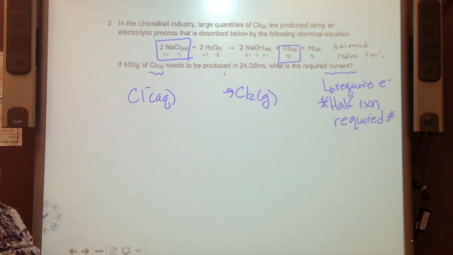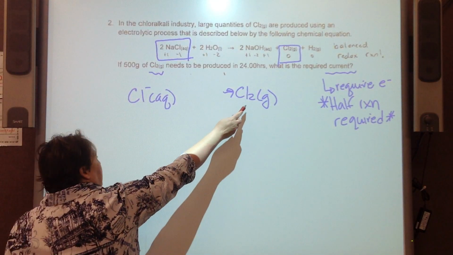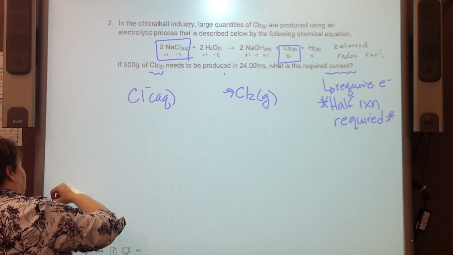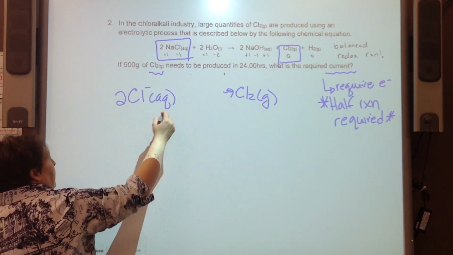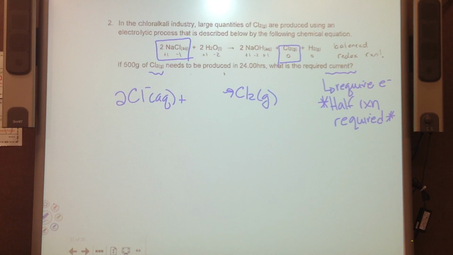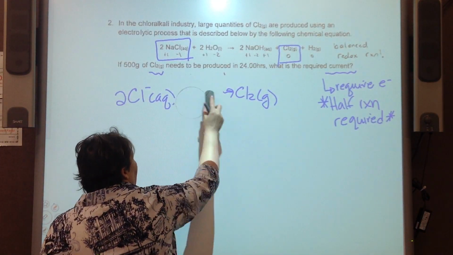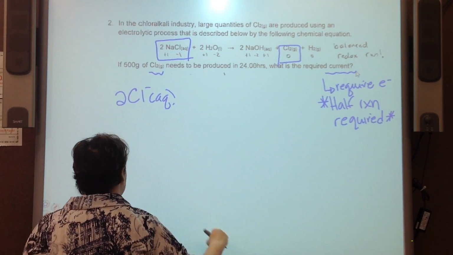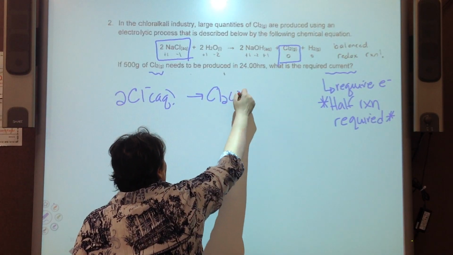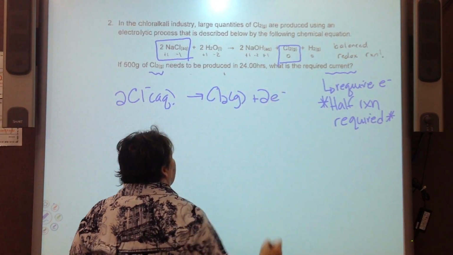So what do I need to put here? 1 electron on the right. How many chlorines do we have here? 2. How many do we have here? 1. So how many electrons do I need? Wrong side? Yeah, okay. I was just testing her.